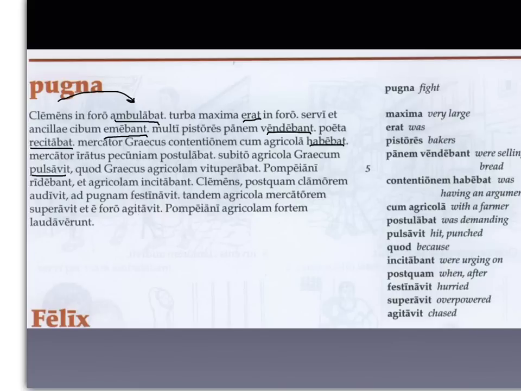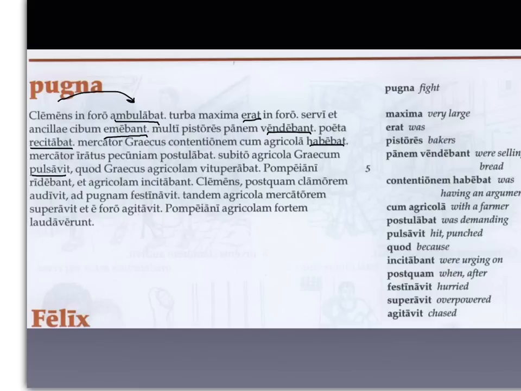Then I go to find my direct object. And it ends with, do you remember? Yep, you're right, an M. So my direct object is contentionem. And if I look at the side, it's an argument. So a Greek merchant was having an argument, cum agricola, with a farmer. Agricola, the way I remember it, is we get our word agriculture from that word. So it's with a farmer.